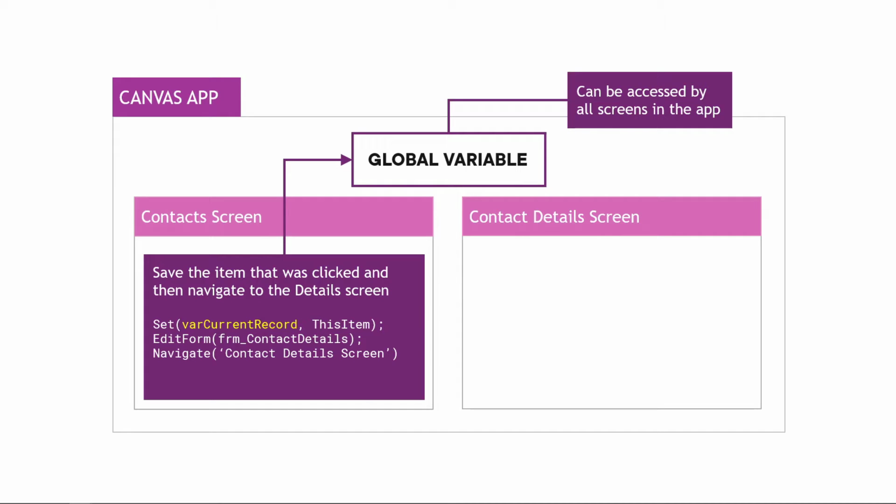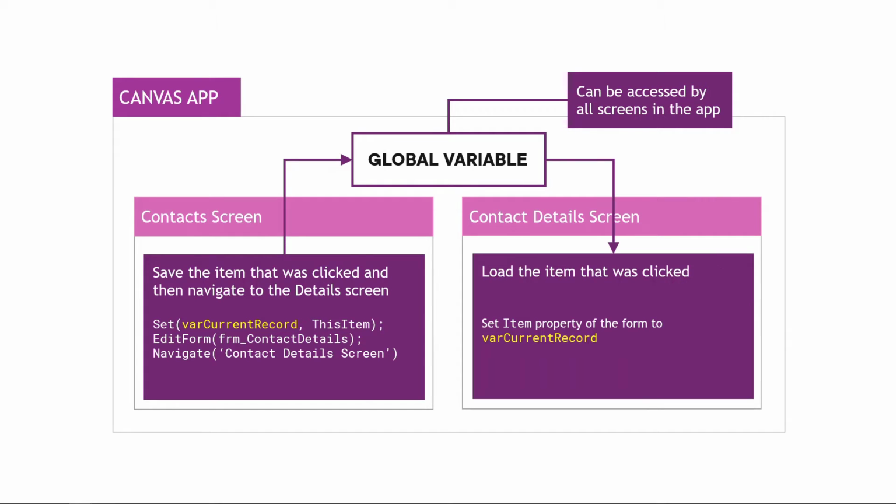Once we get to the Contact Details screen, we want to grab that value out of the global variable. And to do that, we just set the Item property of the form to varCurrentRecord, which is the name of that global variable that we set in the other screen. So let's go see this in action.